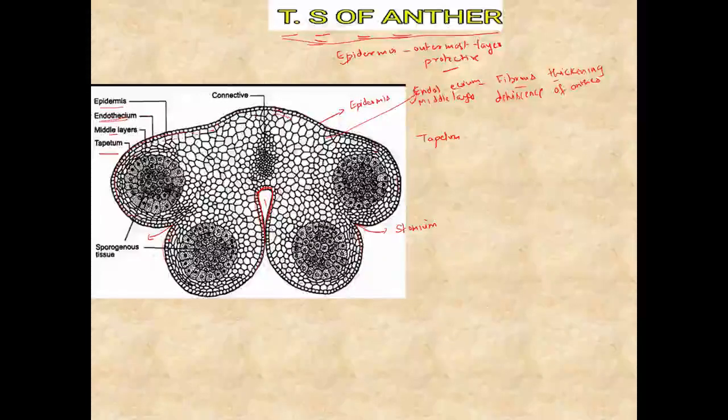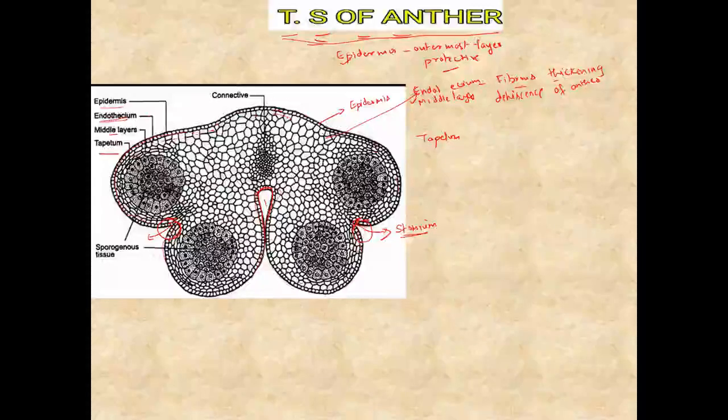In between these cells, a few cells are without thickening. In this region and this region, a few of the cells do not have this fibrous thickening. That region is known as stomium. This region where a few endothelial cells do not have the fibrous thickening is known as stomium. So this forms the second layer.